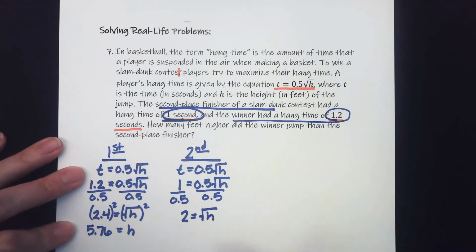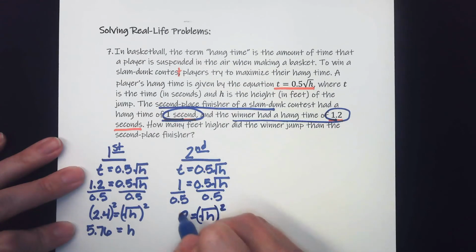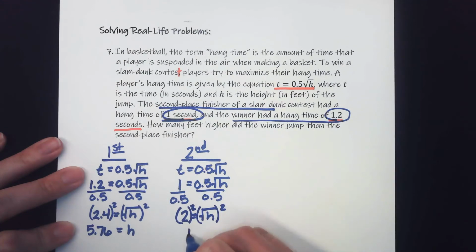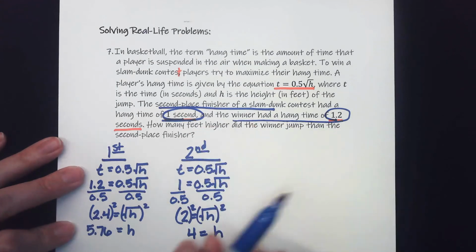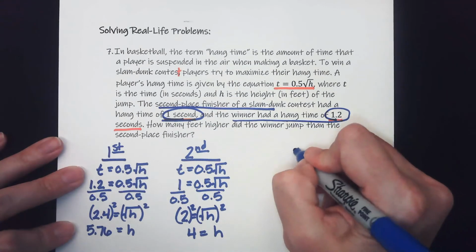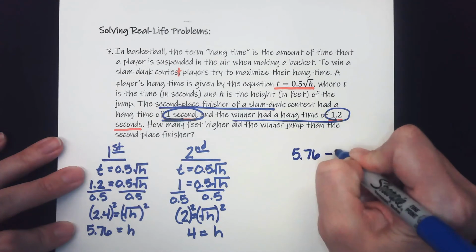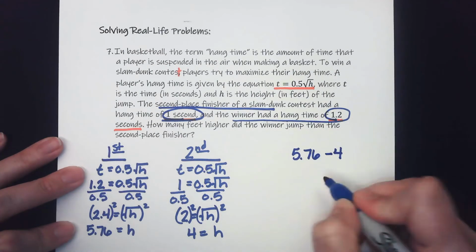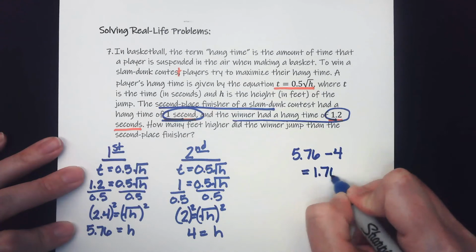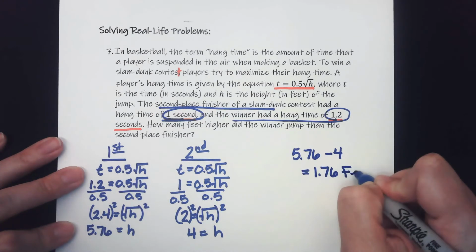Now we need to get rid of the square root by squaring both sides. So I get 4 equals h. All right, so the height of second place was 4 feet. The height of first place was 5.76. And this wants to know how much higher did first place jump than second place. So I'm going to take 5.76 and subtract 4. And that equals about 1.76 feet.